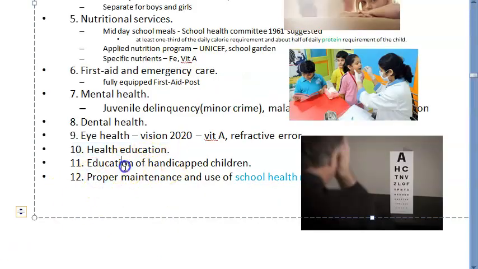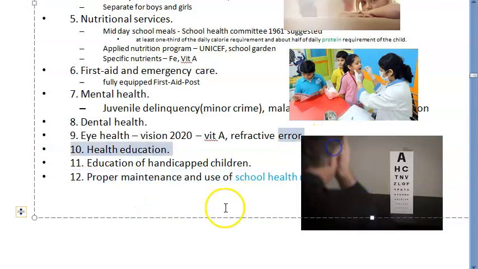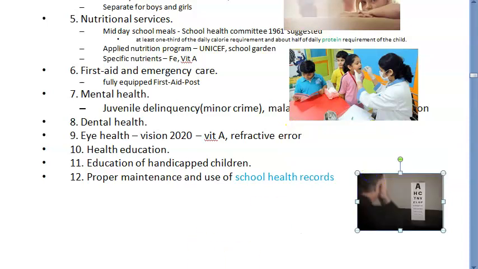Okay. So education of handicapped children also is important. Handicapped children should be a part of the school. They will have some reservation for handicapped children so that they are not discriminated against. Okay. And then school health records should be maintained, like the date of birth, the parents' name, address, and all physical examination findings. Immunization records also the parents can provide to the school, right? So that you will have a useful link between home, school, and community.